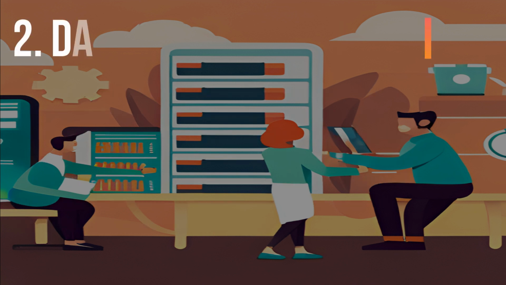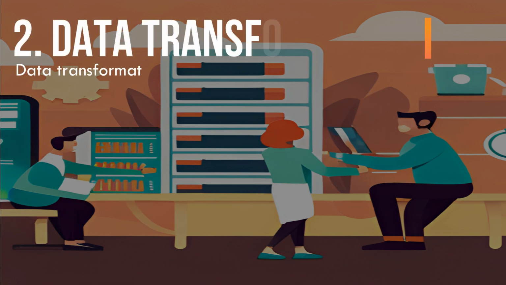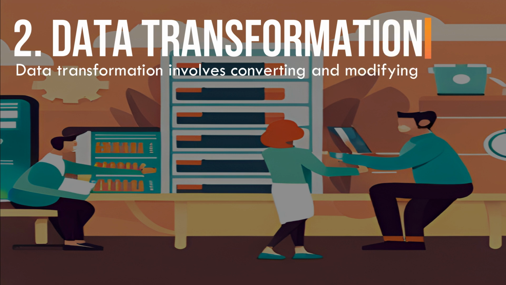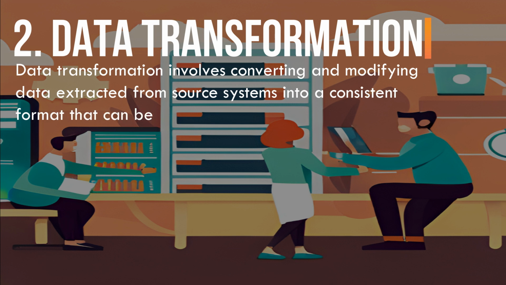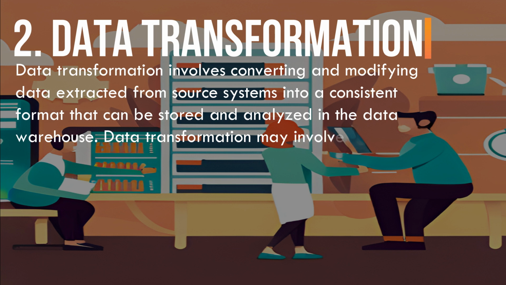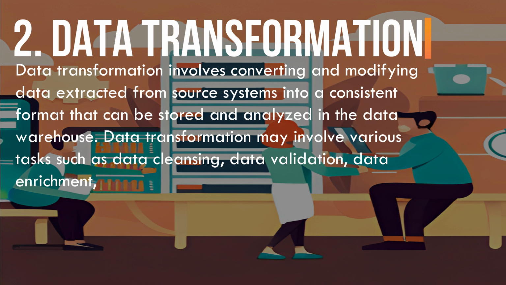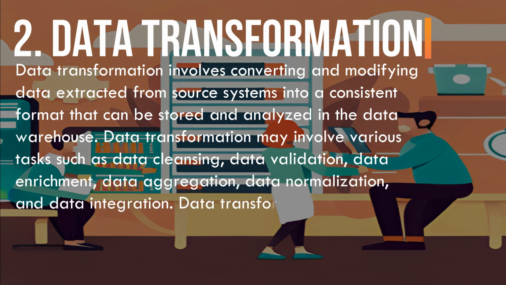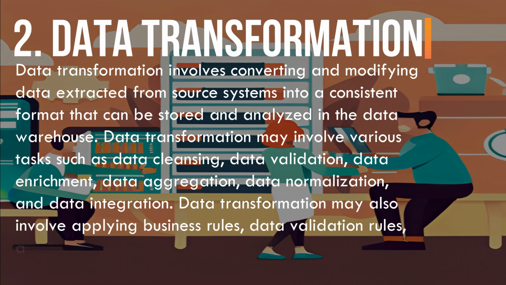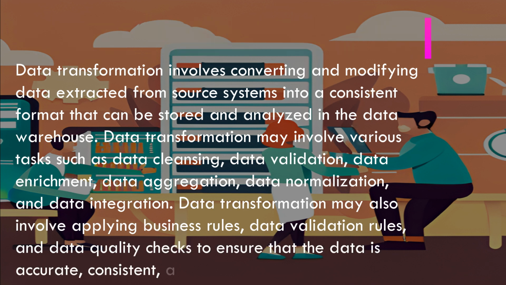2. Data transformation. Data transformation involves converting and modifying data extracted from source systems into a consistent format that can be stored and analyzed in the data warehouse. Data transformation may involve various tasks such as data cleansing, data validation, data enrichment, data aggregation, data normalization, and data integration. Data transformation may also involve applying business rules, data validation rules, and data quality checks to ensure that the data is accurate, consistent, and valid.